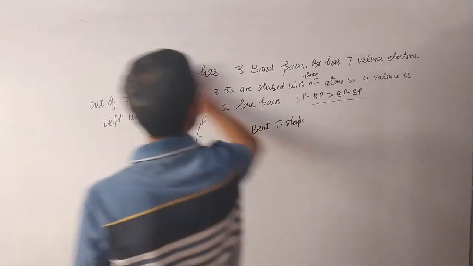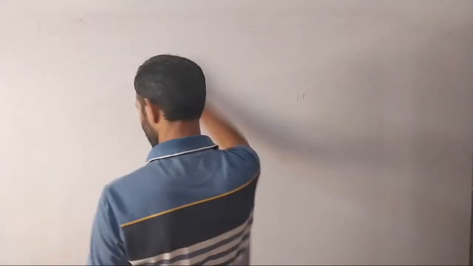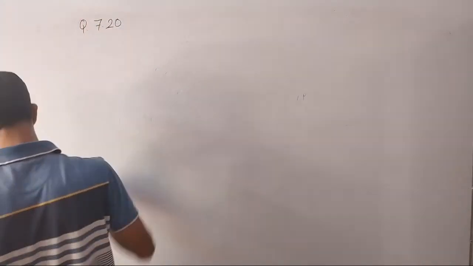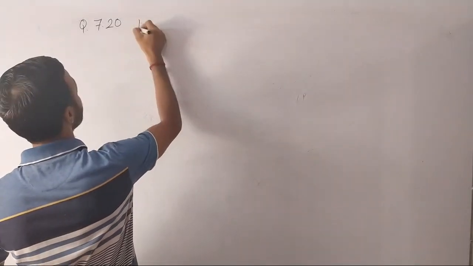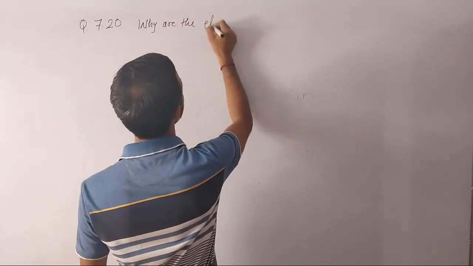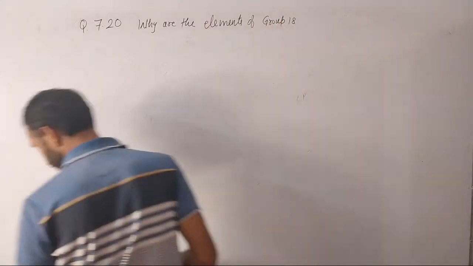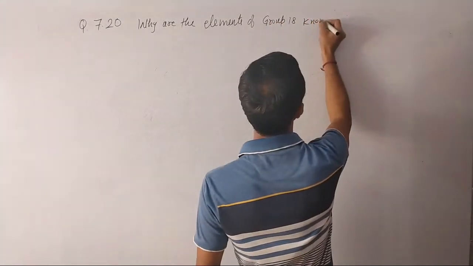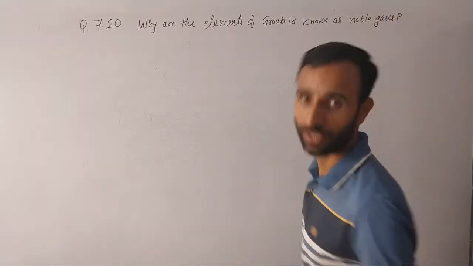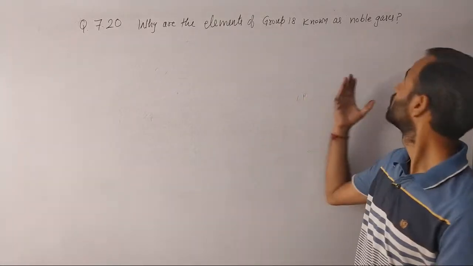Okay, so question number 20. The question is, why are the elements of group 18 known as noble gases?